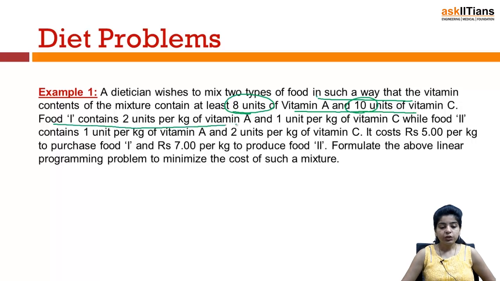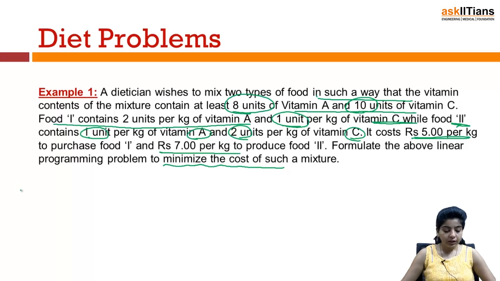Food 1 contains 2 units per kg of vitamin A and 1 unit per kg of vitamin C, while food 2 contains 1 unit of vitamin A and 2 units of vitamin C. It costs rupees 5 per kg to purchase food 1, and rupees 7 per kg to purchase food 2. Formulate the above linear programming problem to minimize the cost of such a mixture. So in this case you have to minimize the cost. Again this is also quite simple, just try to form a table again.